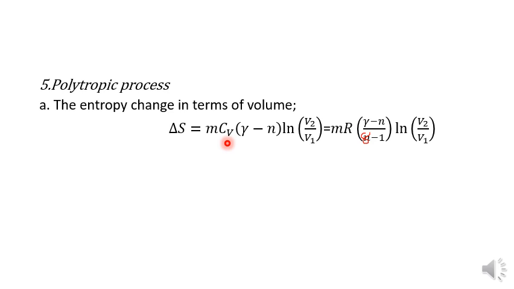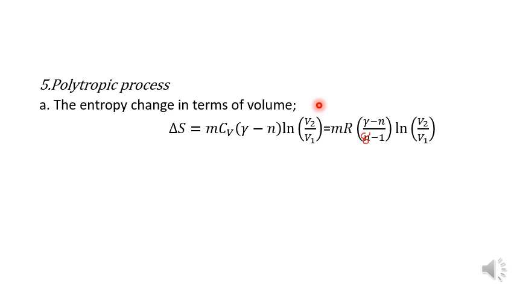How will I write it? In the polytropic process, we all know the equation PV power n is equal to constant. So we can write this equation as P1 V1 whole power n is equal to P2 V2 whole power n. Here we have to eliminate the volume and write in terms of pressure. So I am writing V2 by V1 as P1 by P2 whole power 1 by n.